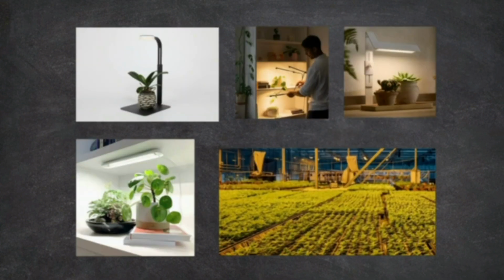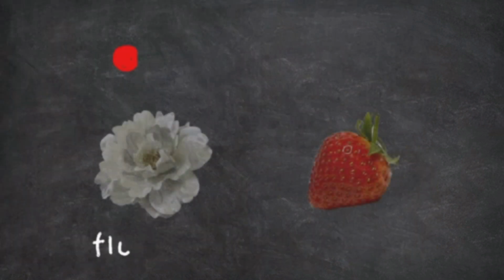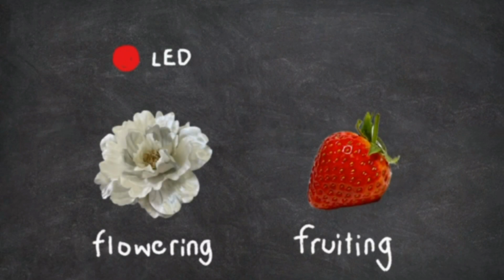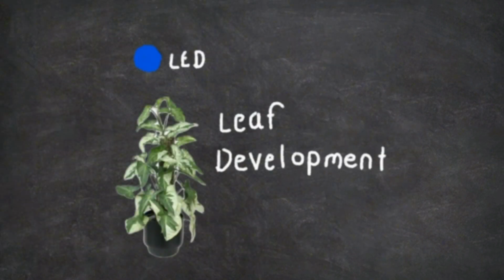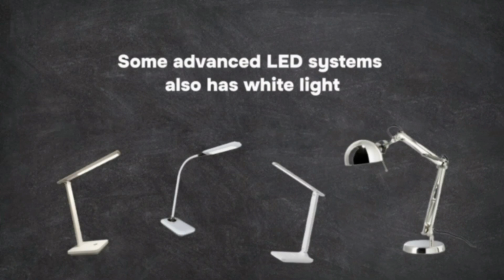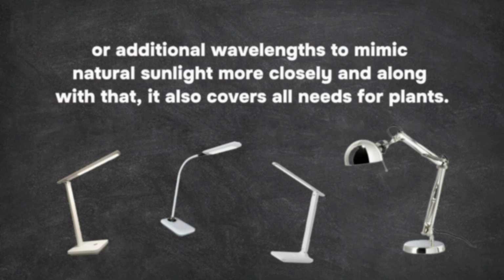Modern LED grow lights use these wavelengths, as they are crucial for plant growth and photosynthesis. The red LED lights promote flowering and fruiting, while the blue LED lights are for leaf development. Some advanced LED systems also have white lights or additional wavelengths to mimic natural sunlight more closely, and along with that, they also cover all needs for plants.